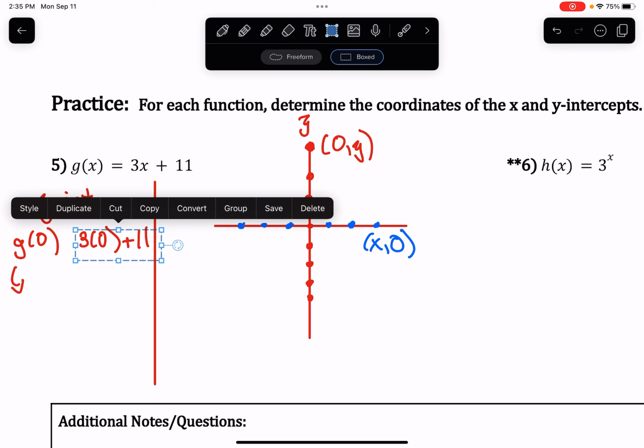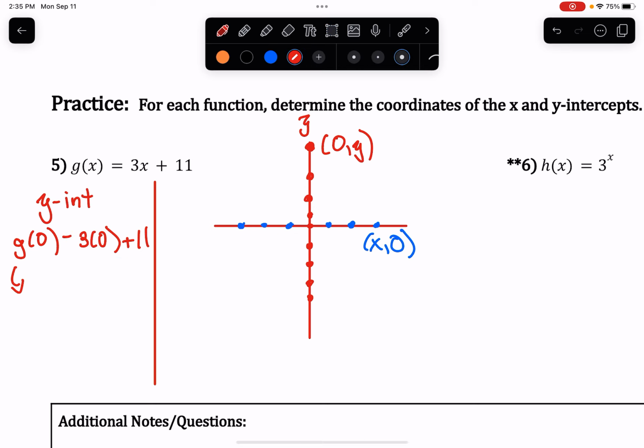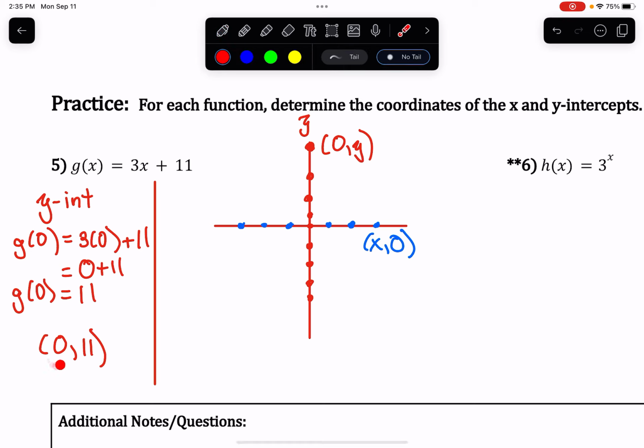Let's be clear that this is just one equation. So g of 0 is equal to 3 times 0 plus 11. 3 times 0 is 0. And that means that g of 0 is equal to 11. And that means that the point 0, 11 is on the graph. And because it has an x value of 0, that means this is our y-intercept.